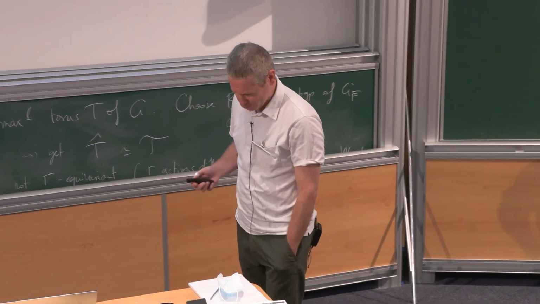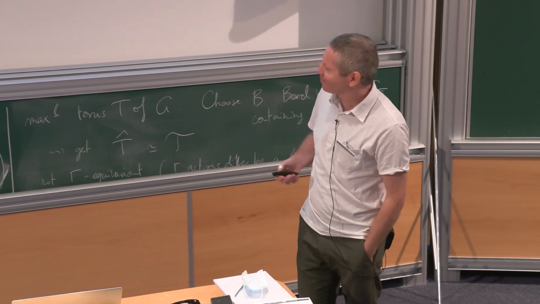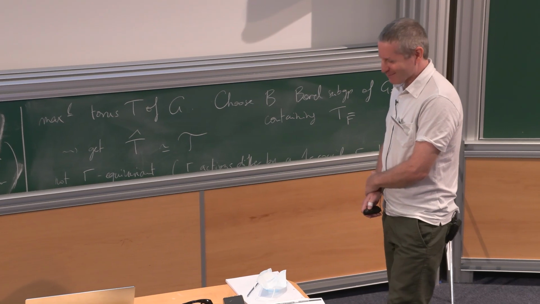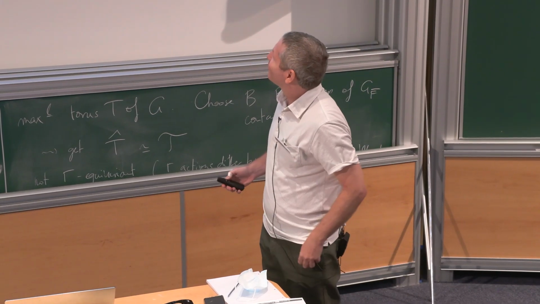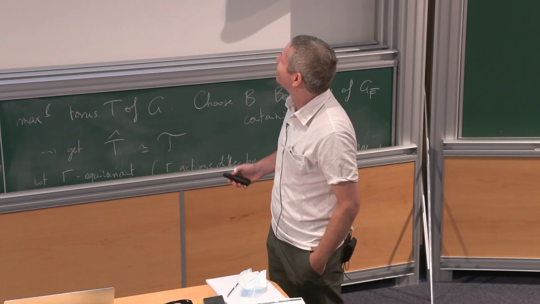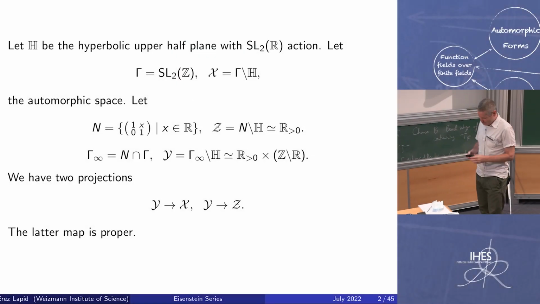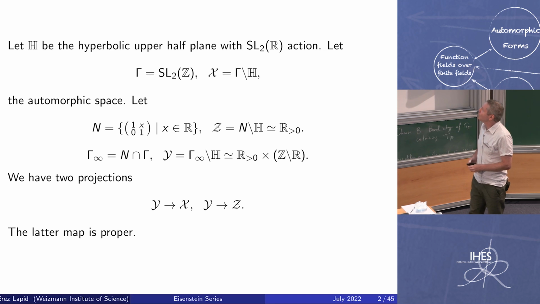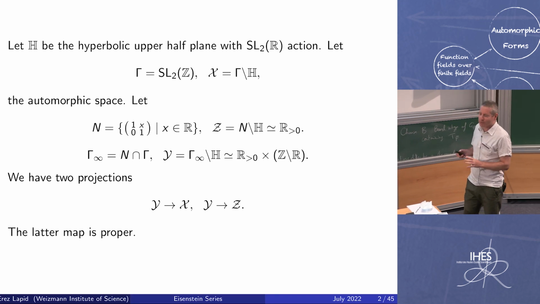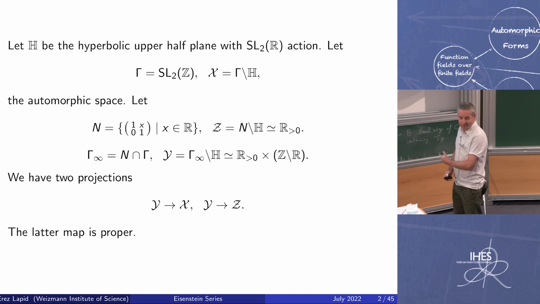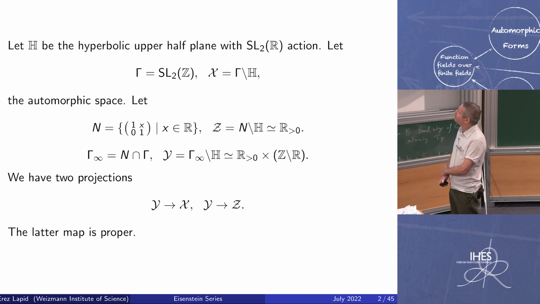So my job is to review some developments on Eisenstein series since Corvallis, or something like that. So first of all, let's start from SL2. We have the hyperbolic upper half plane H with action of SL2R. And the automorphic space is H mod SL2Z, let's say.